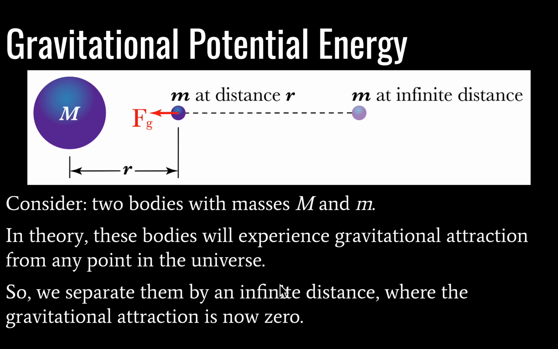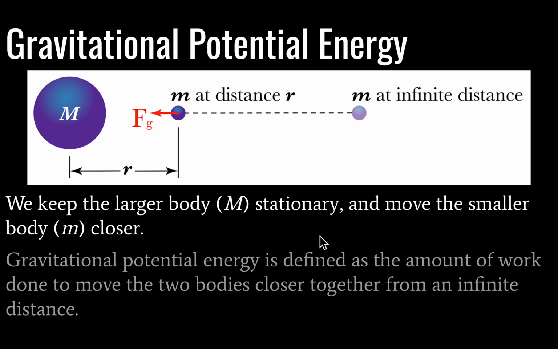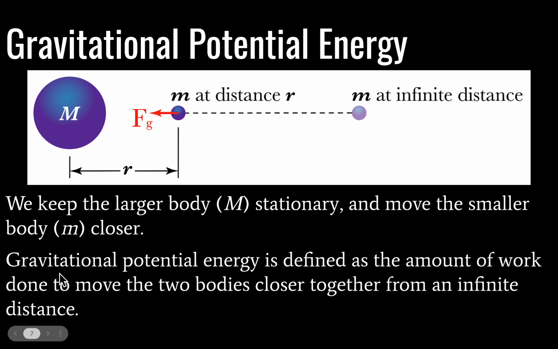So if we separate our objects by an infinite distance, the gravitational attraction will be 0. Okay, so we move this out to a point at which our gravitational attraction is 0. That's an infinitely large distance, and that's where we start. Okay. We move the smaller body closer, and in order to do that, we have to do work on this object. So gravitational potential energy is defined then as the amount of work done to move our two bodies closer together from an infinite distance. And this is very, very important.